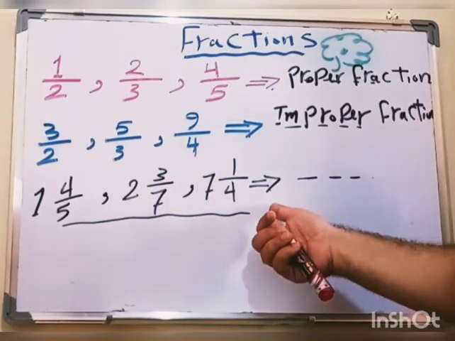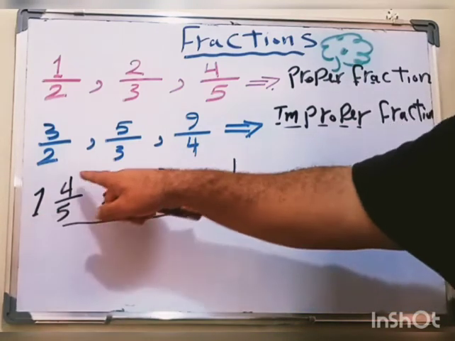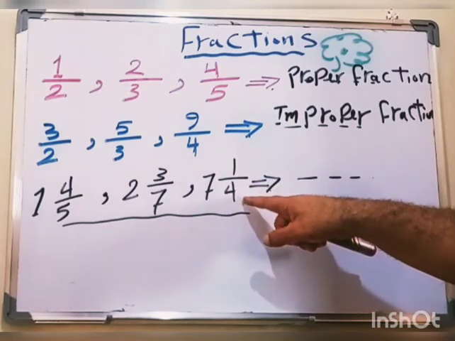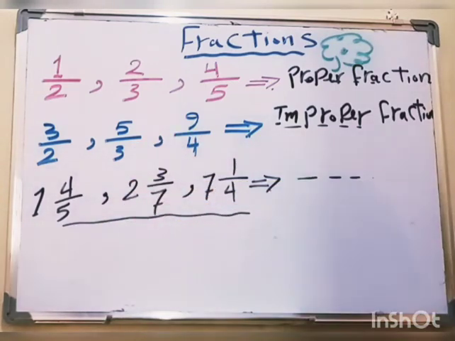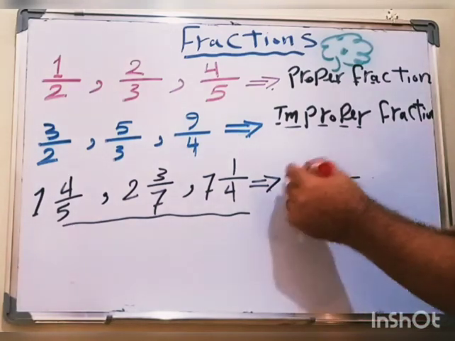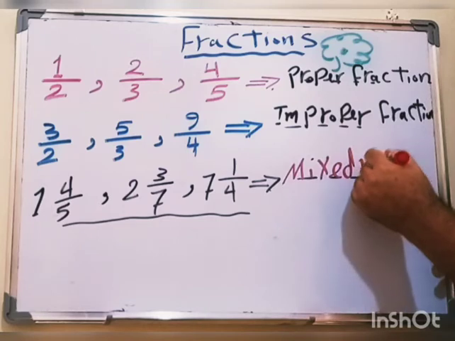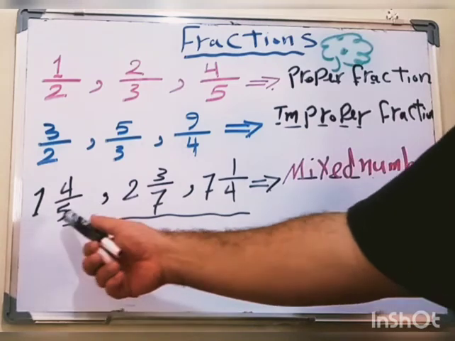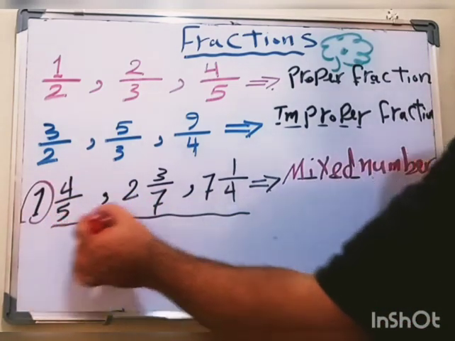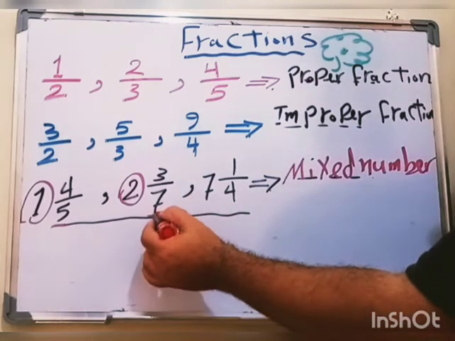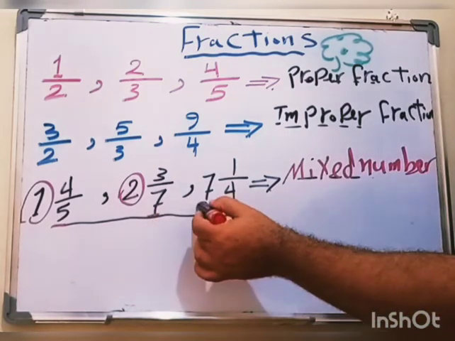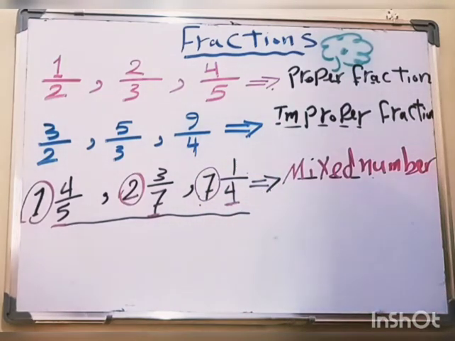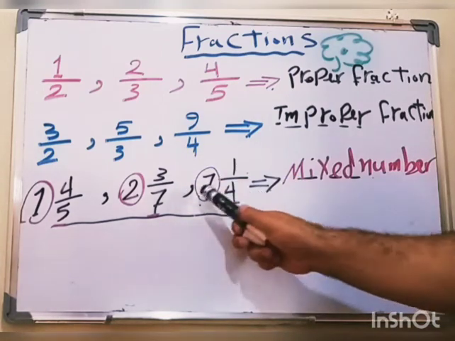Okay? What about the third type of fractions? 1 and 4/5, 2 and 3/7, 7 and a quarter. This type of fraction is called a mixed number. Why? Because this form of fraction consists of a whole number and a proper fraction. A whole number 2 and proper fraction 3/5. 7 whole and a quarter, a proper fraction. Then this form of fraction is called mixed.